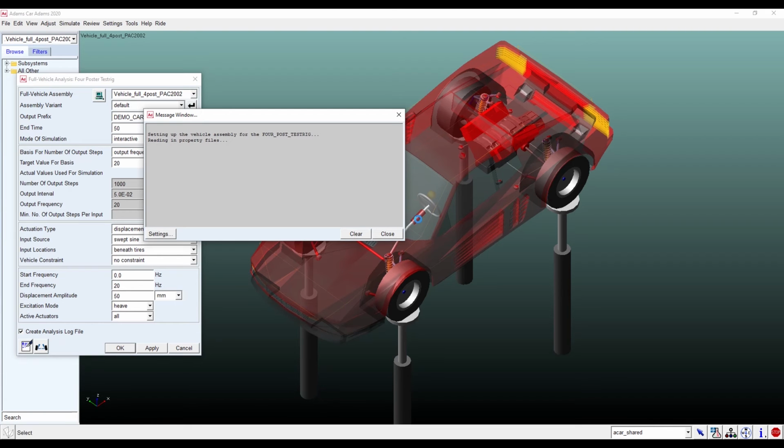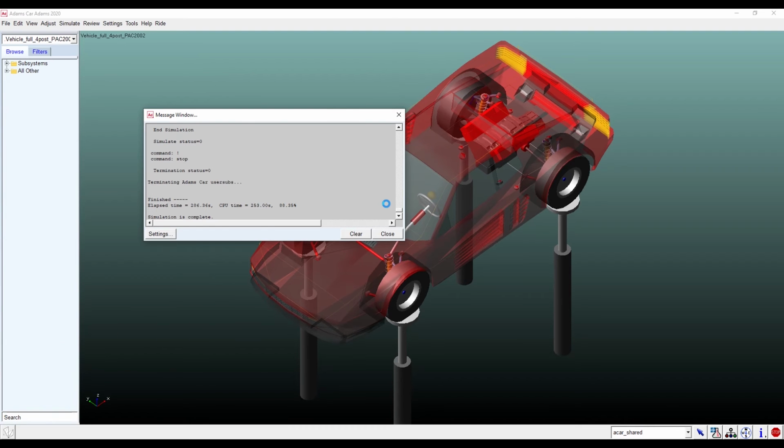Benefits of Adams Car 4-Post Ride. Adams Car Ride enables you to work faster and smarter, letting you have more time to study and understand how design changes affect vehicle performance. Using Adams Car Ride, you can explore the performance of your design and refine your design before building and testing a physical prototype. Analyze design changes much faster and at a lower cost than physical prototype testing would require.